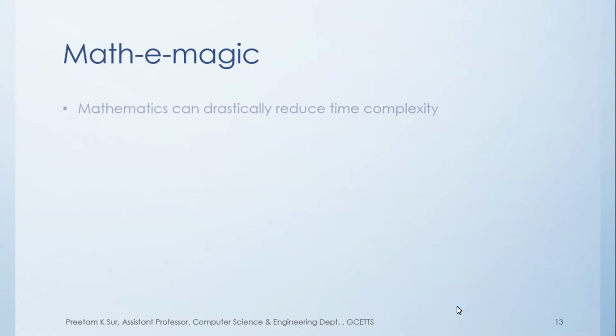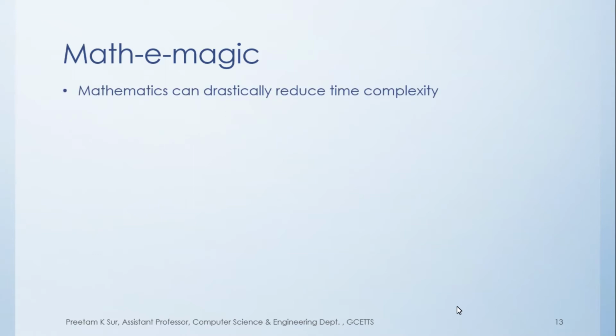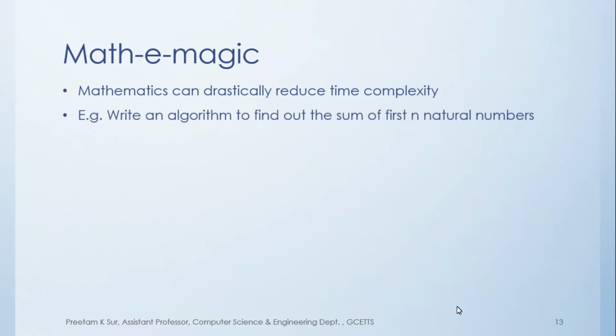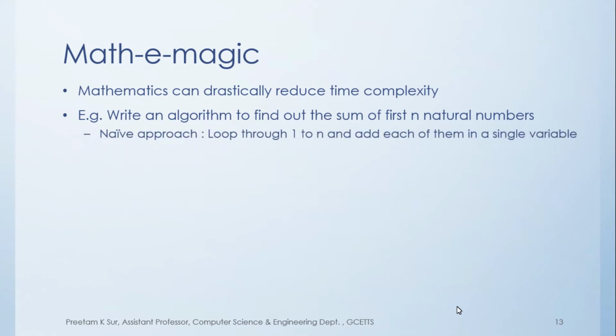But from my experience, I have found that mathematics is the thing that can drastically reduce the time complexity of an algorithm, and we are going to see that with three examples. For the first example, if I ask you to write an algorithm to find the sum of the first n natural numbers, what any layman can do in a program is loop from 1 to n and add each of them to a single variable, right?